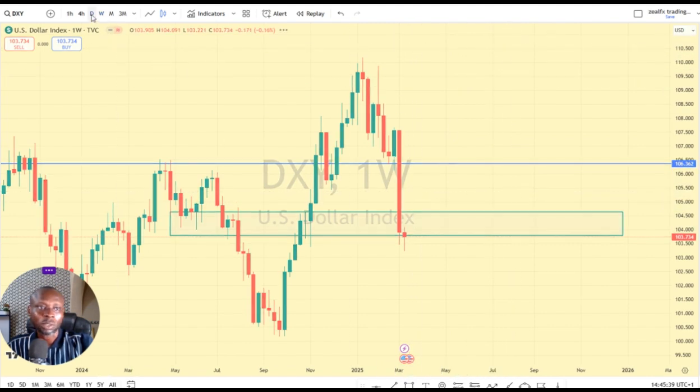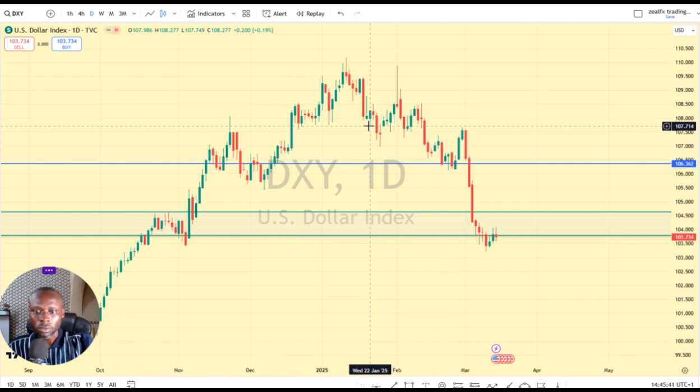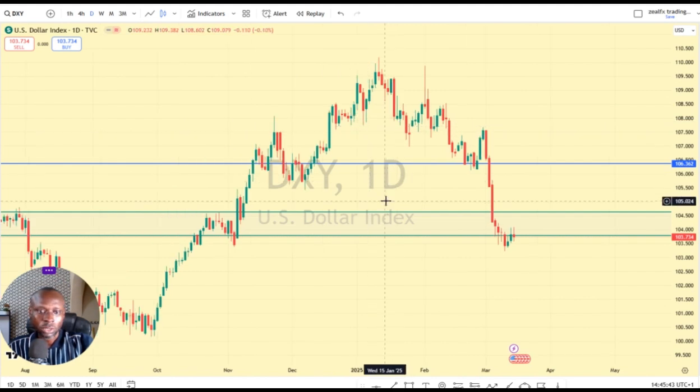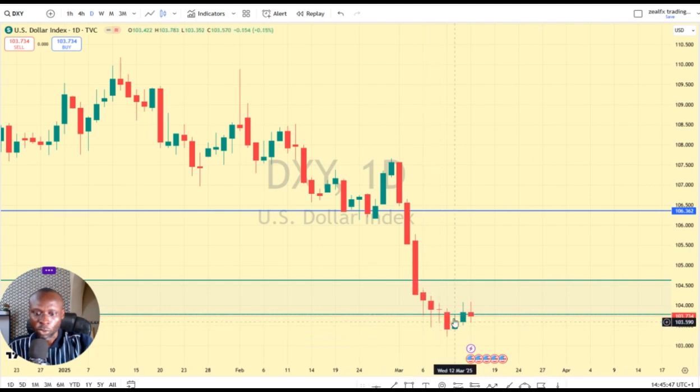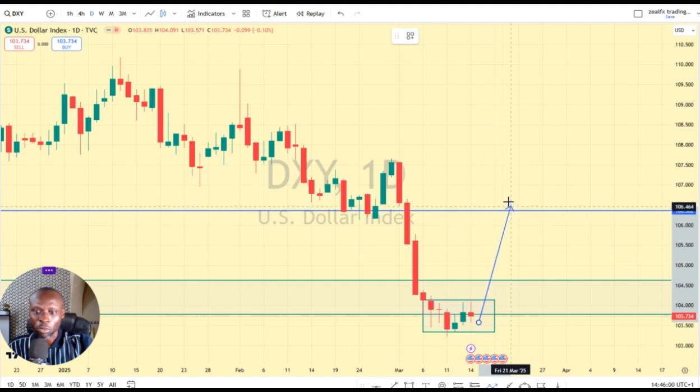So let's look at the daily chart of the dollar index. On my daily chart, you can see that price also closed on a support level. We have this support level, this area. So long as price closed on this support level, we expect a buy resumption on the dollar index this week. We expect price to buy to this zone this week. So look out for buying opportunity on the dollar index this week.